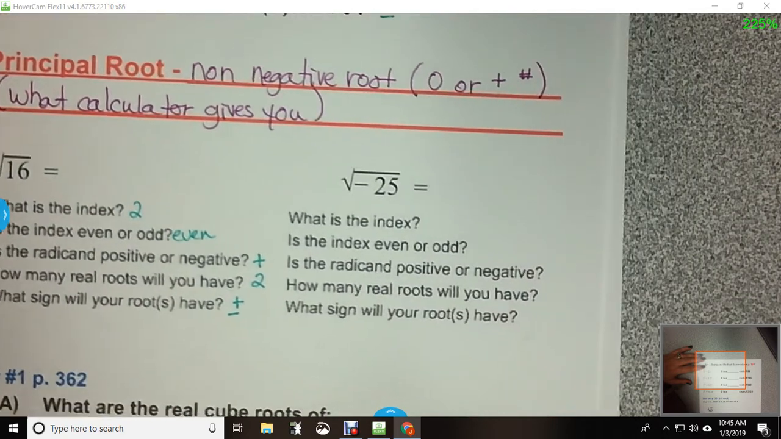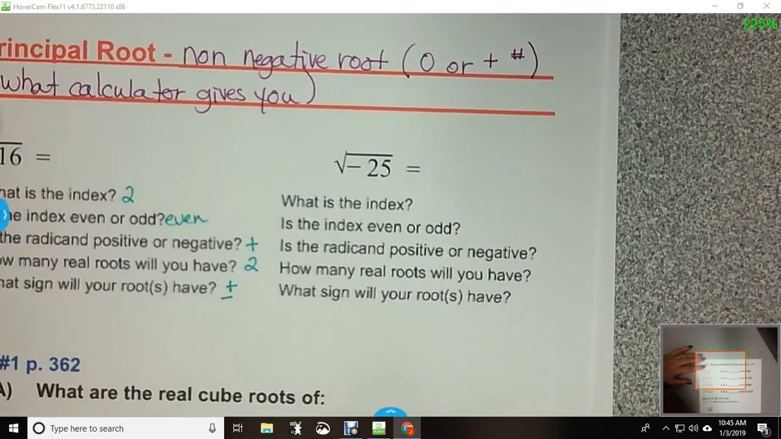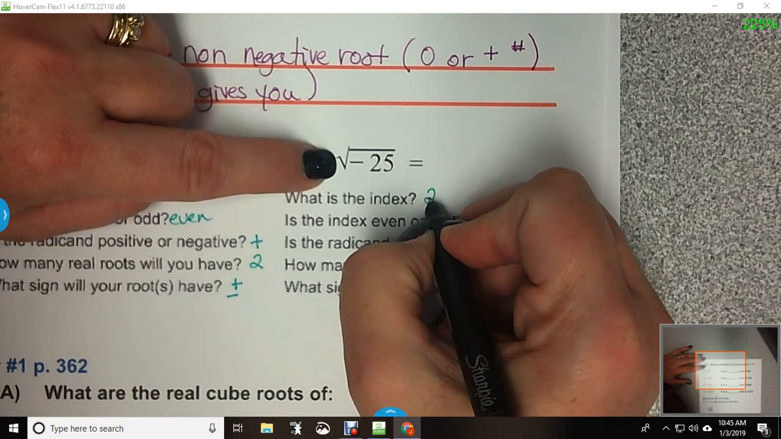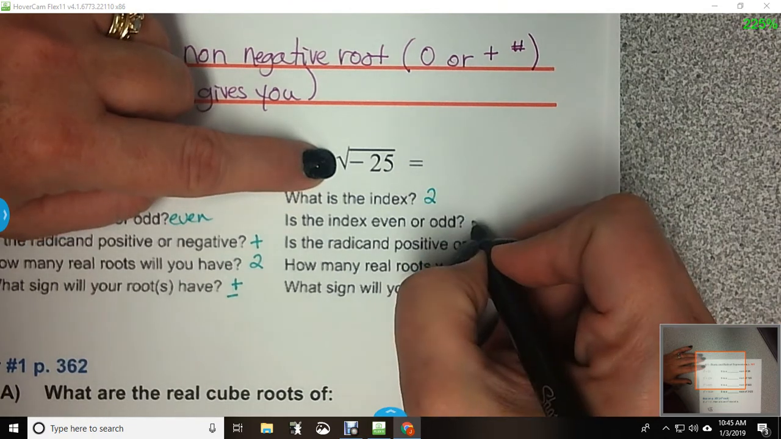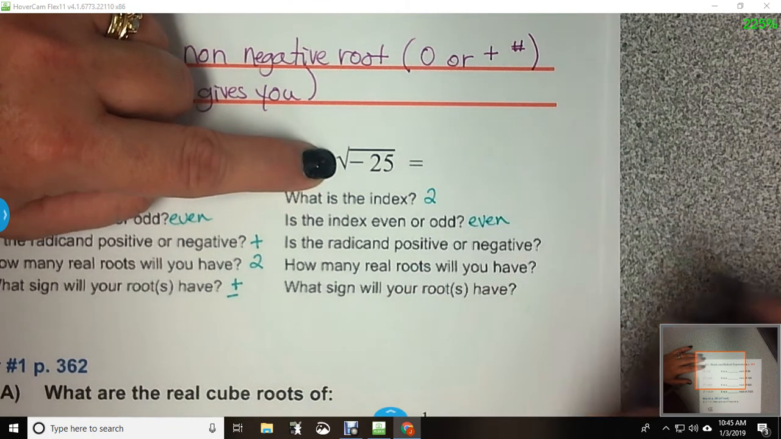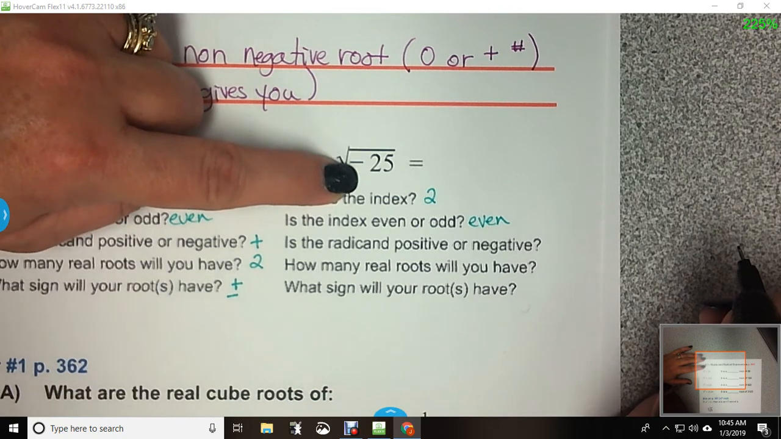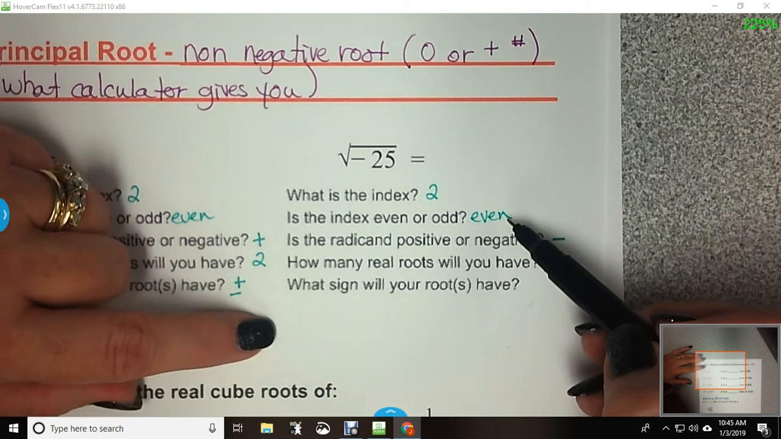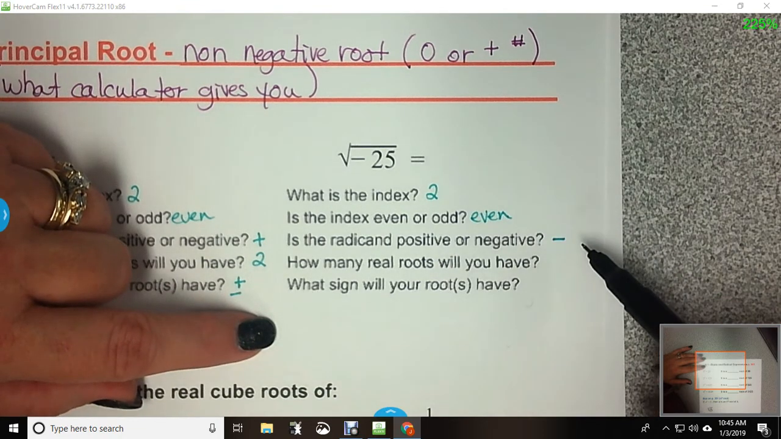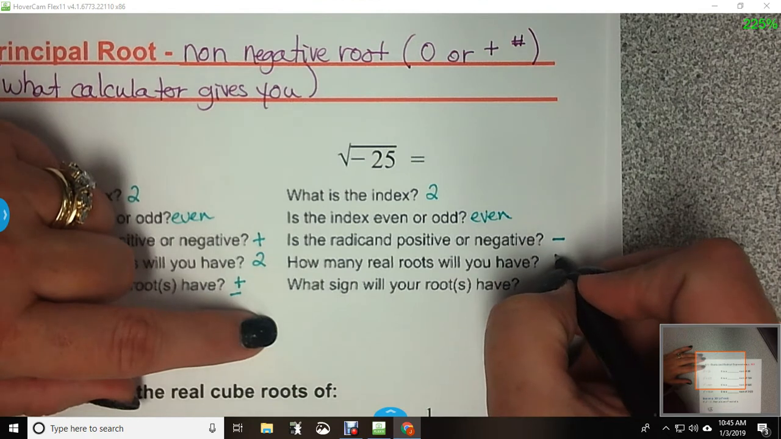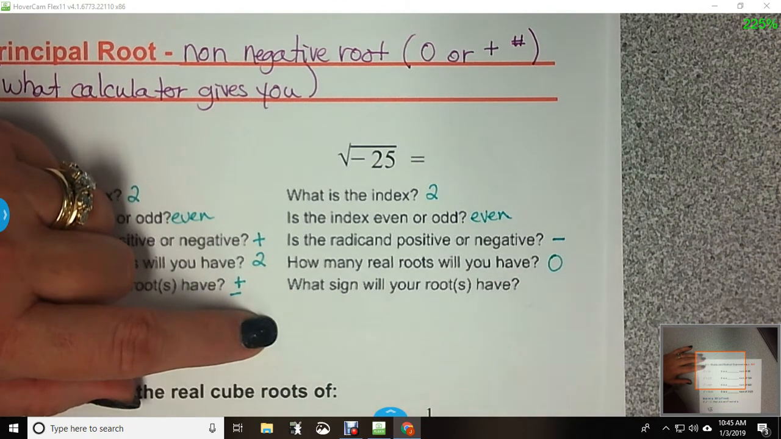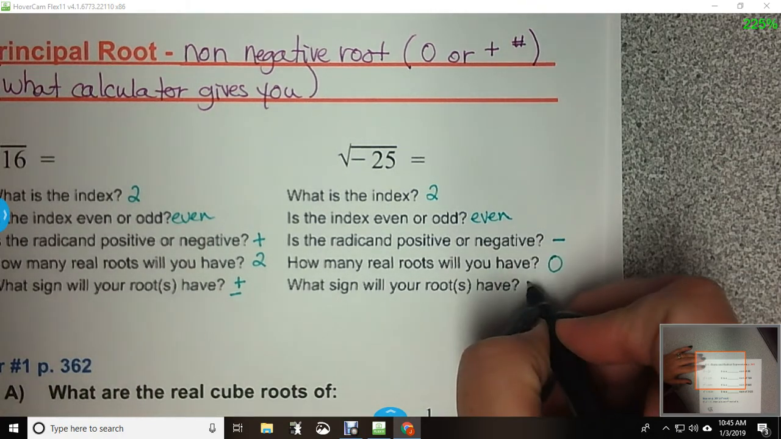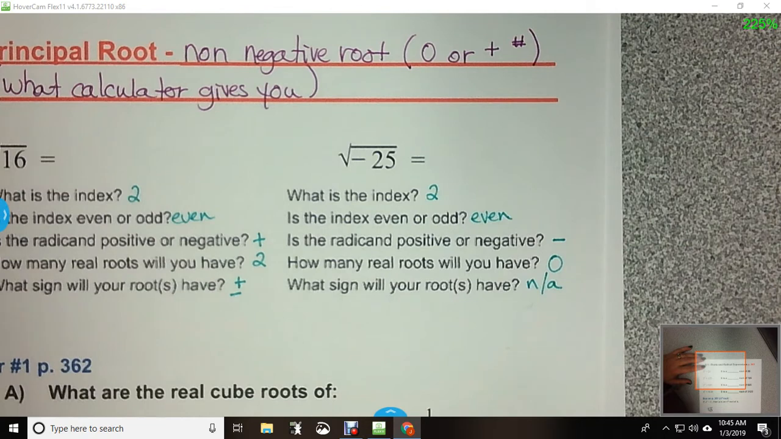For the other one, the square root of negative 25. Well, there is no index given, so it is understood to be a 2. It's a square root. The 2 index is even. The radicand underneath my radical is a negative number. So when I have an even index and a negative radicand, I'm going to have 0 real roots. And what sign will the roots have? Well, since I'm not going to have any roots, that is not applicable.